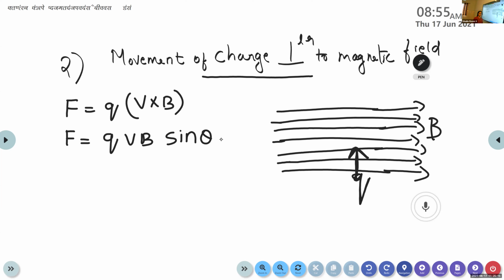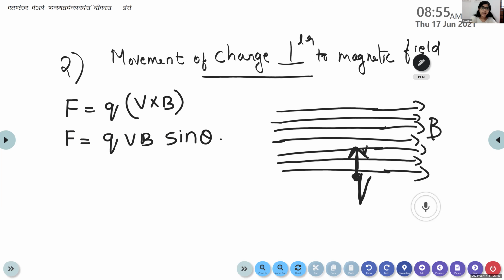Here Q is the charge, V is the velocity, B is the magnetic field, and theta is the angle between the velocity of the charged particle and that of the magnetic field. Here the charged particle is entering perpendicular and it is moving with a velocity V inside the magnetic field. What will be the angle between V and B?